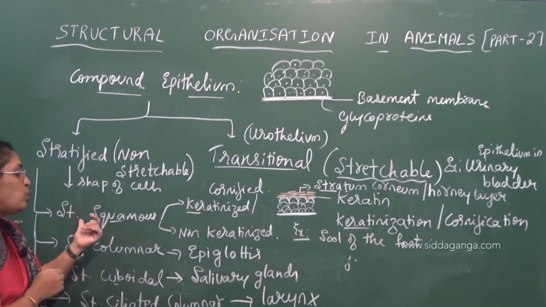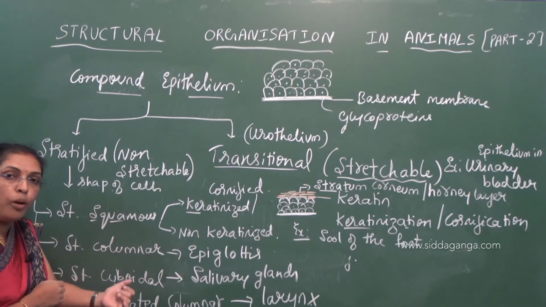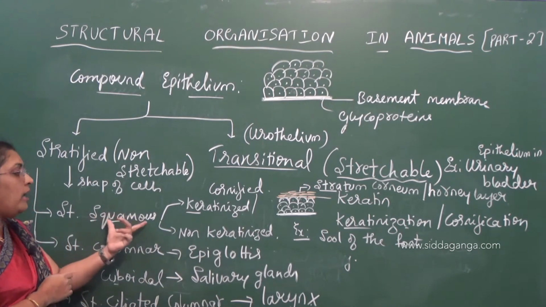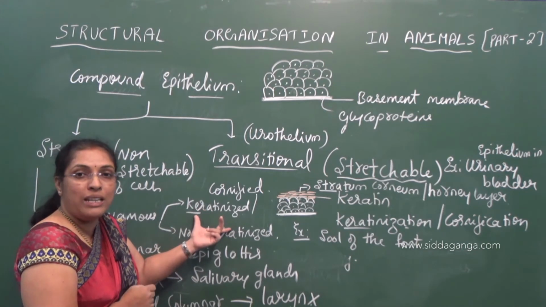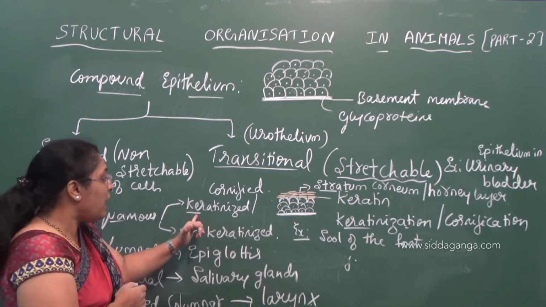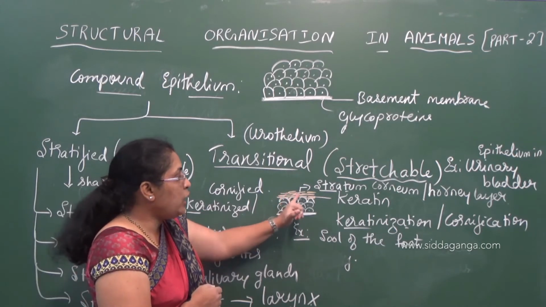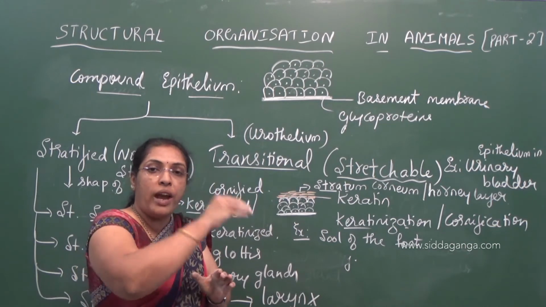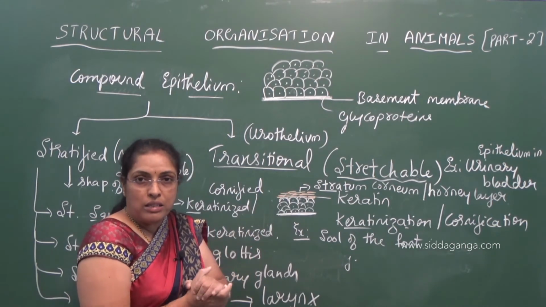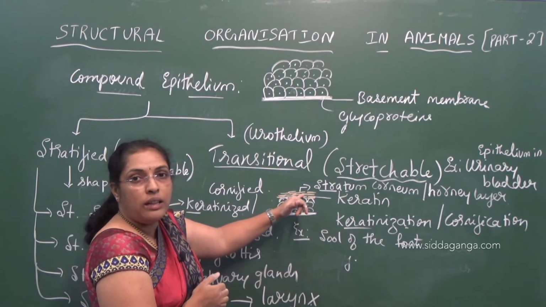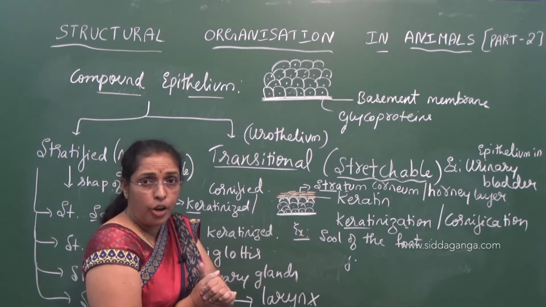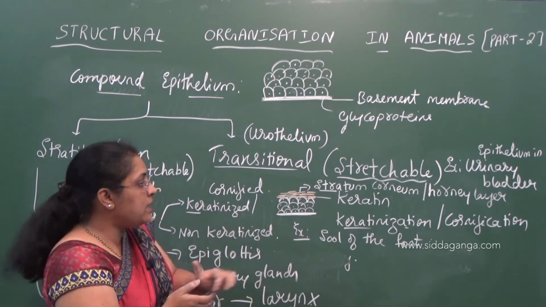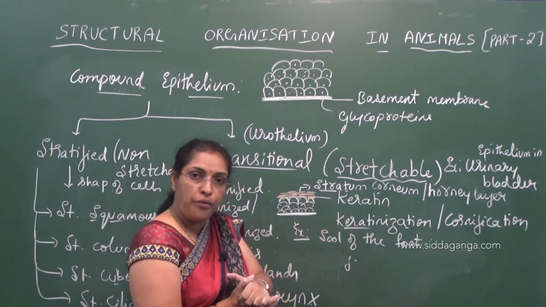Whereas stratified epithelium is non-stretchable, the shape remains constant, and based on the shape of the cell they are classified into stratified squamous, stratified columnar, stratified cuboidal and stratified ciliated columnar epithelium. Again the stratified squamous is classified into keratinized and non-keratinized. In keratinized epithelium, we see the deposition of protein called keratin on the upper surface. That deposition of keratin leads to death of the cells, so the upper layers are non-living. This type of epithelium is seen in the sole of the foot.